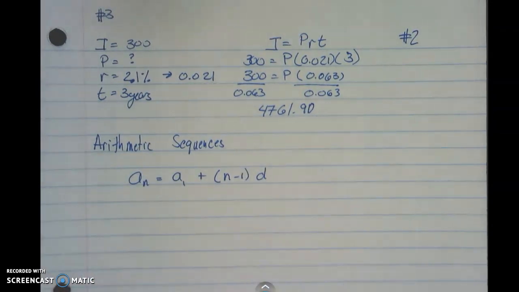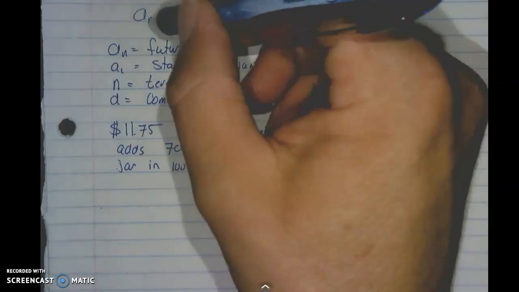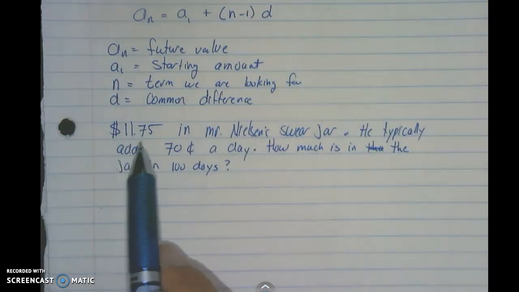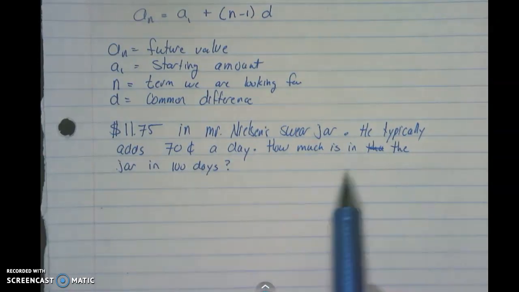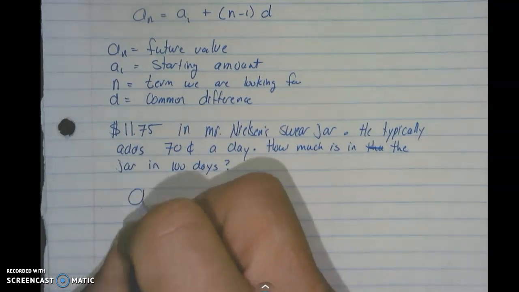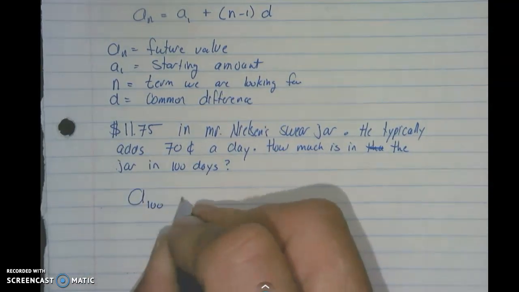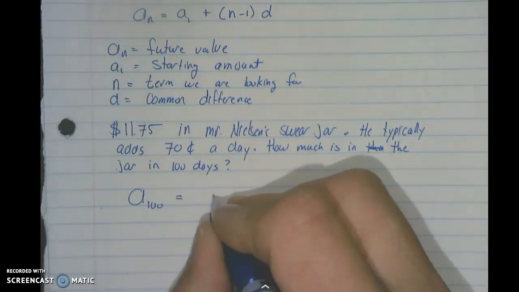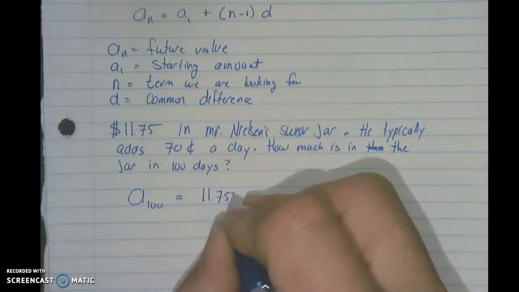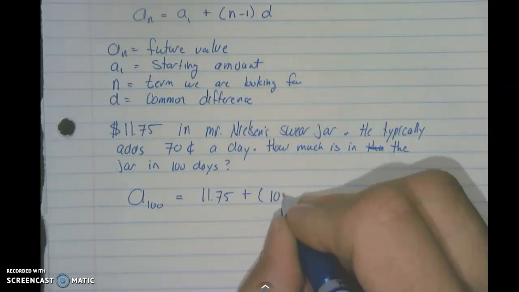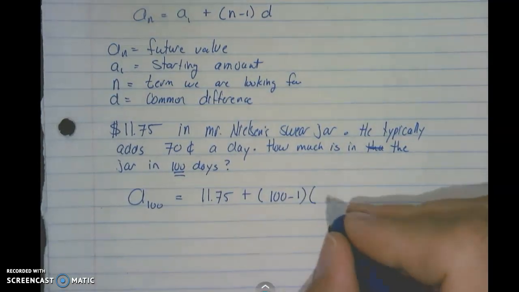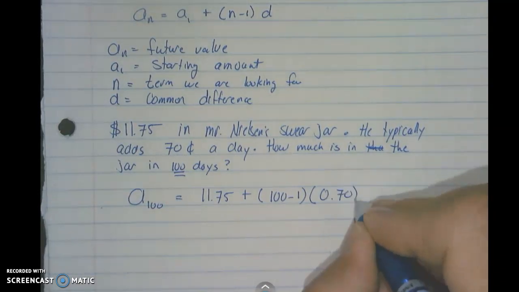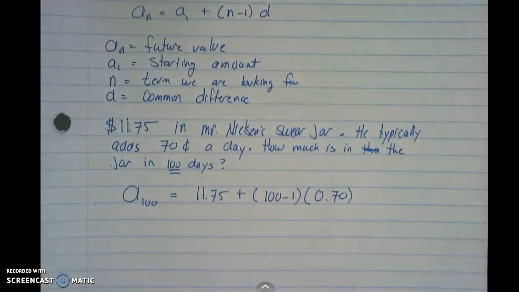I should have wrote that down. For your arithmetic sequence, I gave him the little story about $11.75 in Mr. Nielsen's swear jar. He typically adds 70 cents a day. How much is in the swear jar in 100 days? So the way we'd write this out is I'd say A sub 100, because that's my nth term I'm looking for. A1, where I started, is going to be the 11.75 plus 100 minus 1, because again, that's my number of things I'm looking at, all right? The common difference is 70 cents, okay? Now, if I add to it, it's positive. If I take away from it, it's negative.